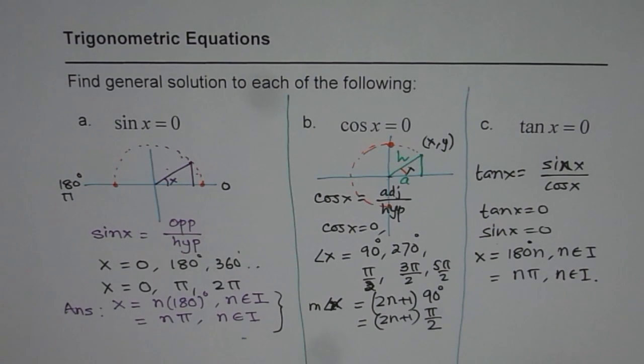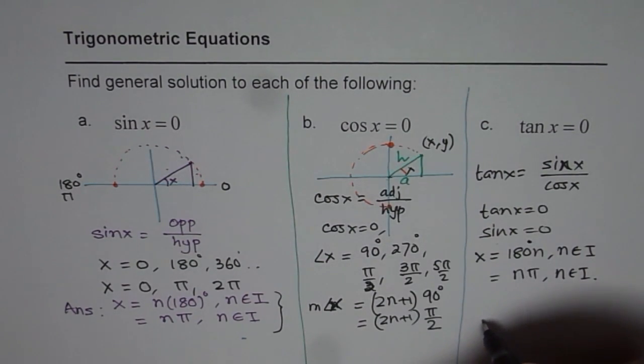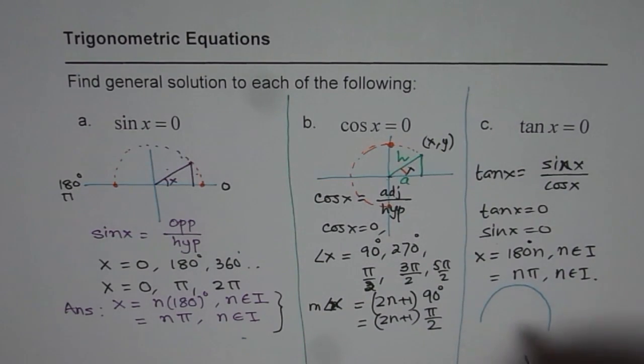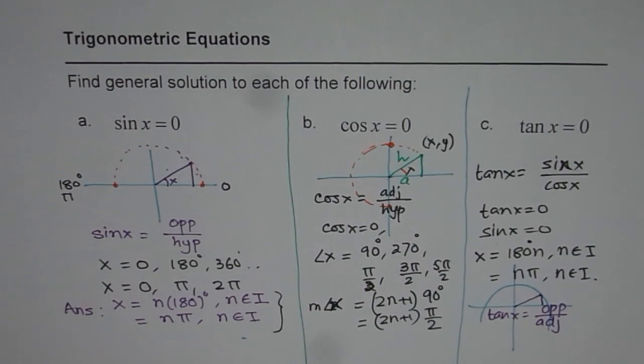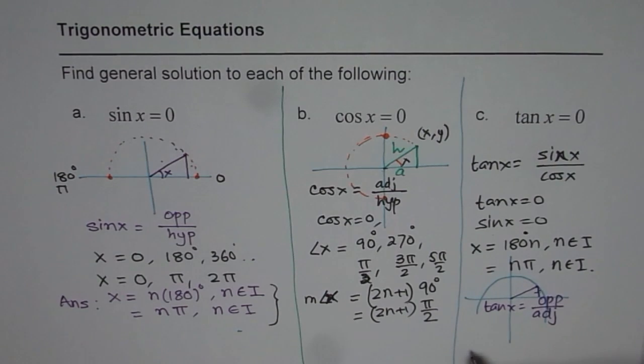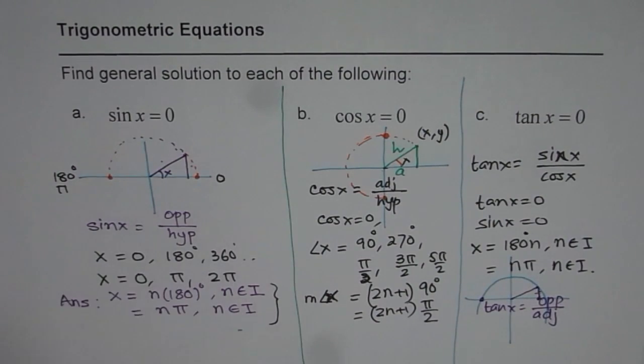Even if you consider the triangle, which we did consider for all of the cases. So what you'll find here is that in any triangle, tan x is opposite over adjacent side, correct? So for tan to be 0, opposite side should be 0. Which is 0 at? X-intercepts. Do you see that? So the answer is similar to sine x. So I hope this logic helps you to first understand the concept and then to find out a general solution.